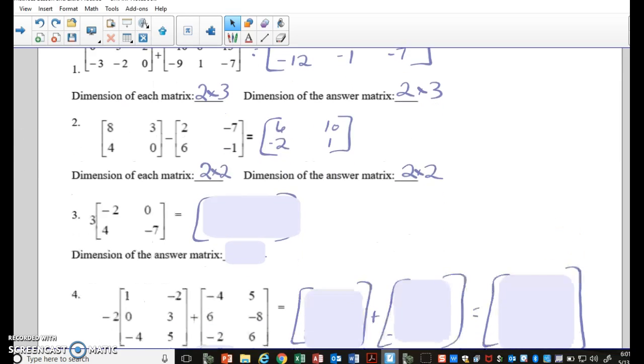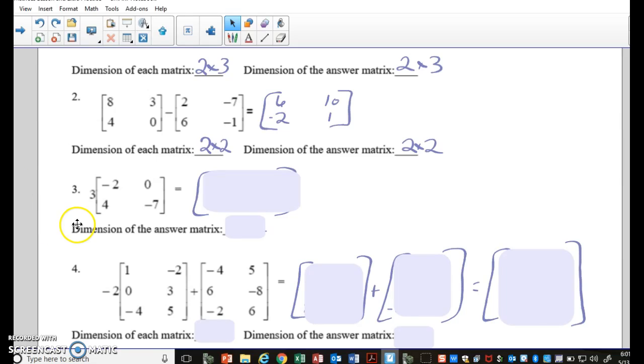Okay, great. So here, number 3, that's our scalar multiplication. This is where we have a constant on the outside of the matrix.